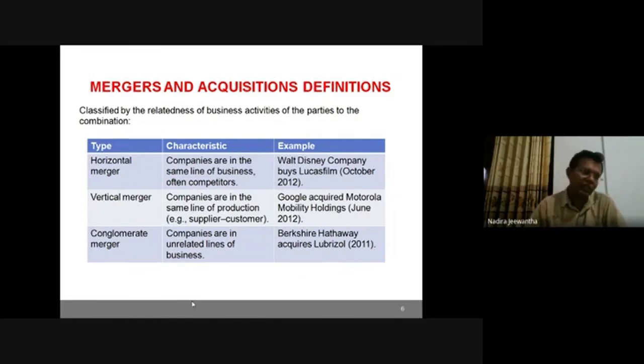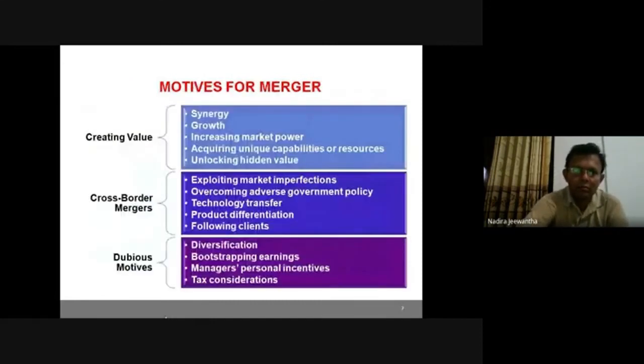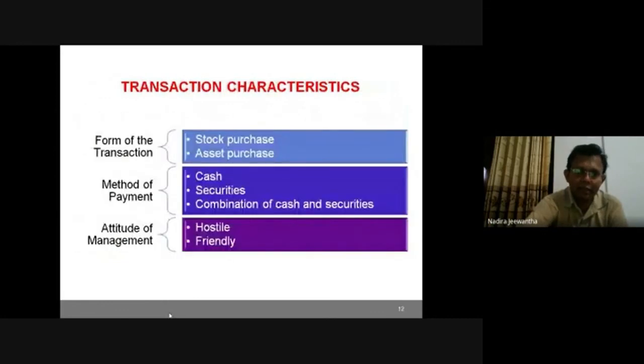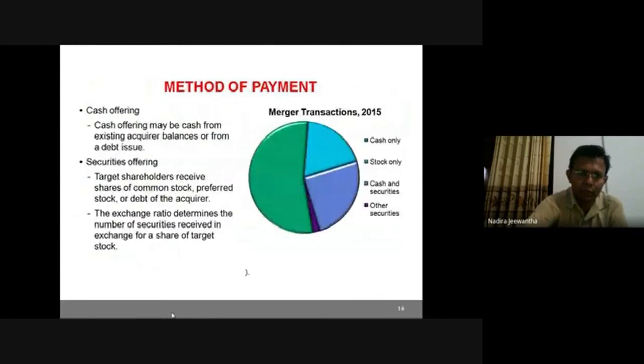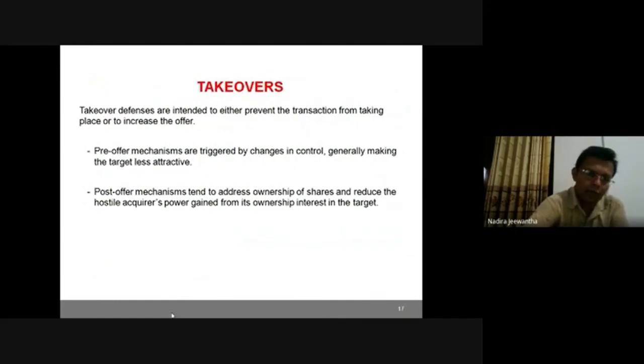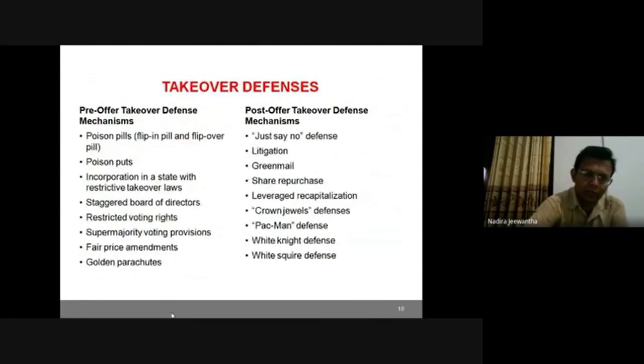So understand that a vertical merger has two things: forward integration and backward integration. That is also important for you to understand. You can read these things. For your information, I have included them for your knowledge purposes only. Now, hostile merger, I'll come back to later.